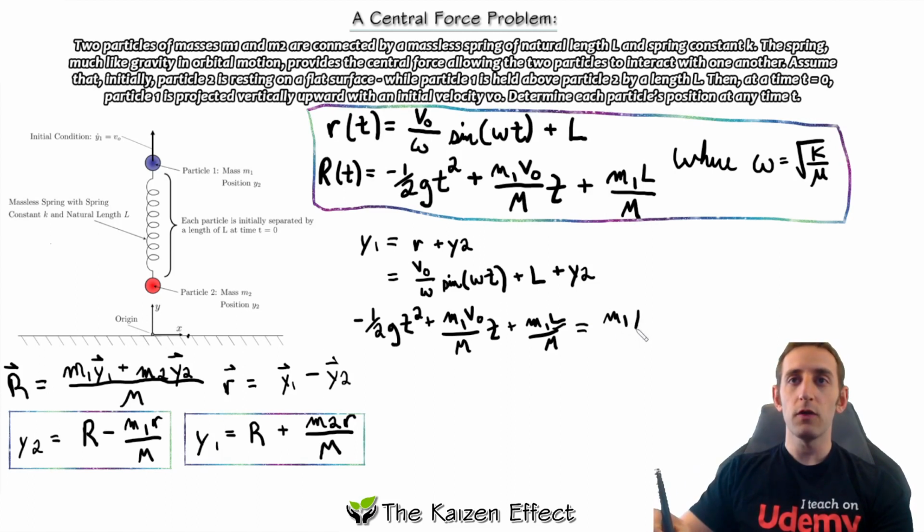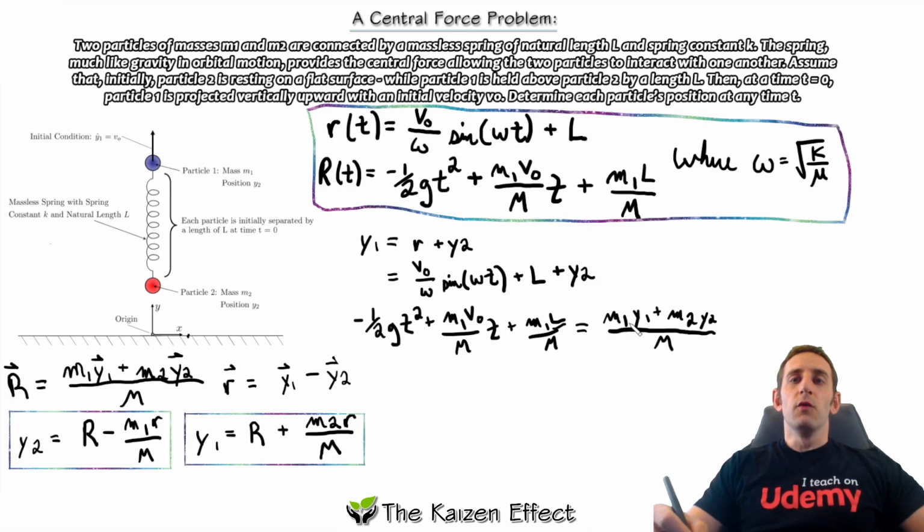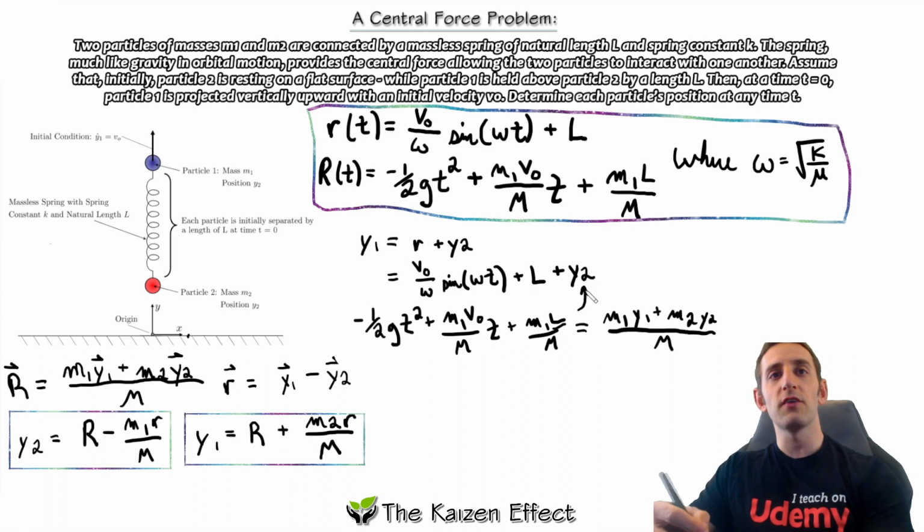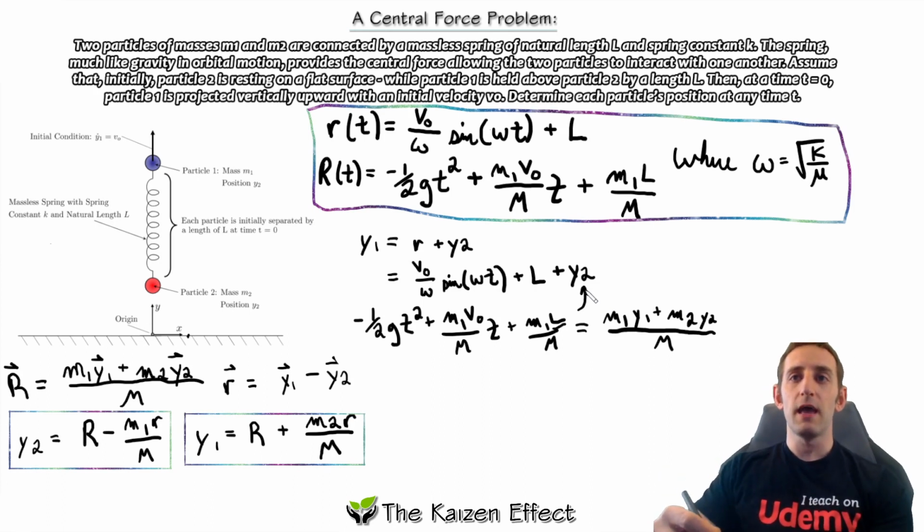So that is m1 y1 plus m2 y2, divided by big M. And I know, hang in there, it's a lot of math. What we need to do is isolate an expression for y2 in terms of all these parameters and y1, and then we'll substitute it back right into there. So first we're going to multiply by big M, subtract the y1, and then divide by little m2.